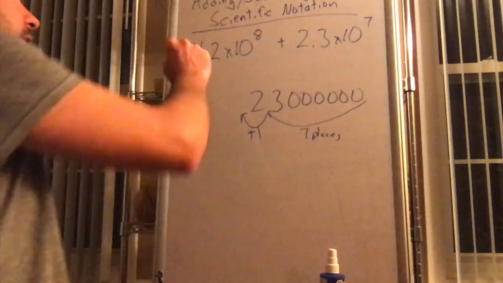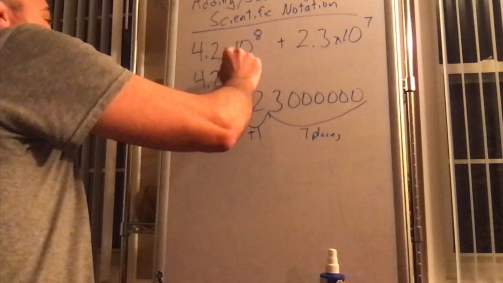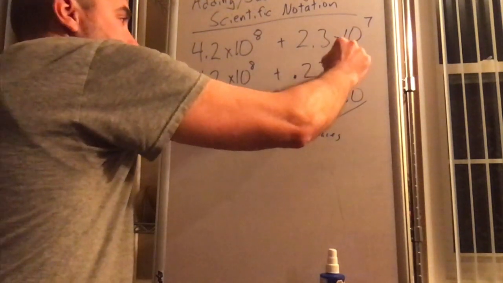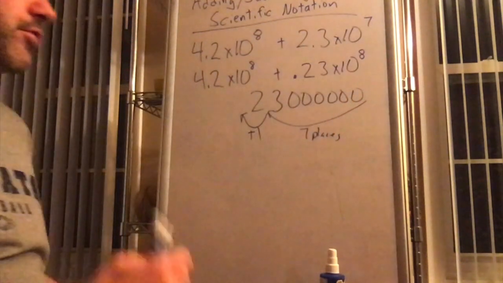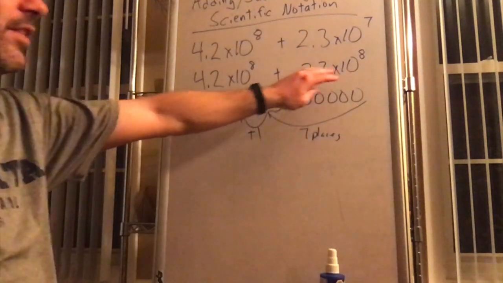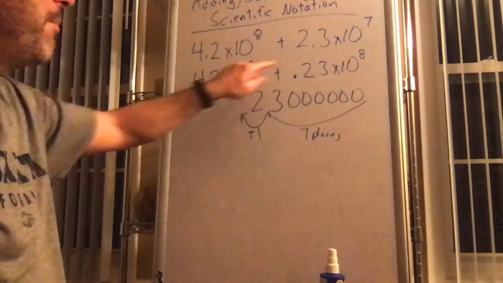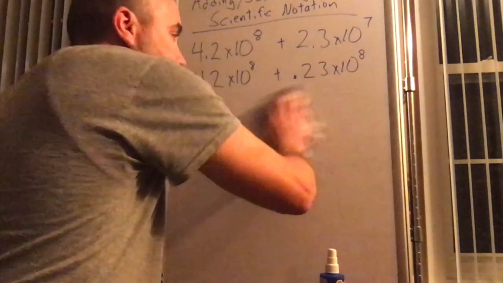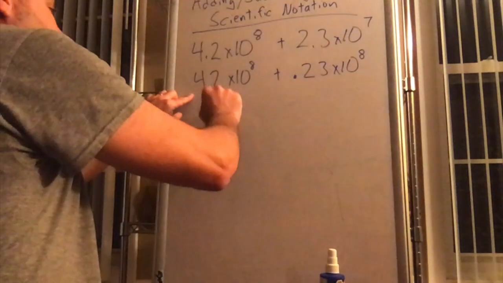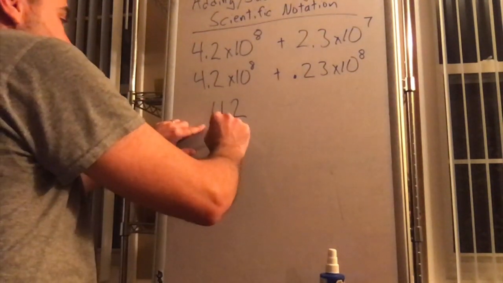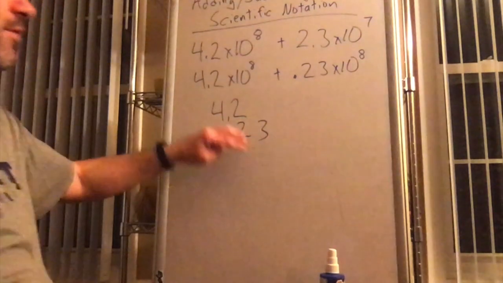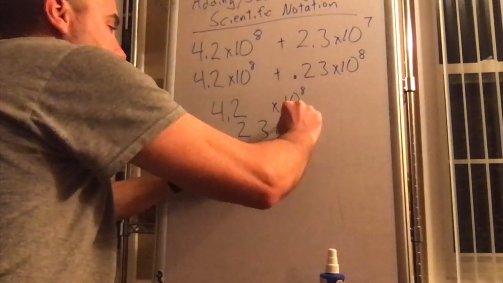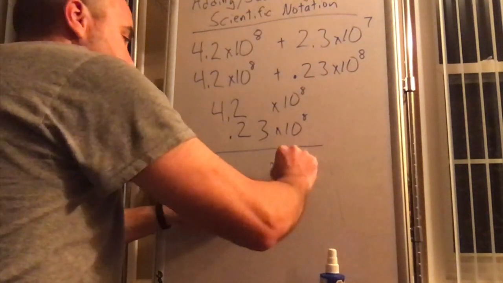So we're going to change this problem to 4.2 times 10 to the 8th plus 0.23 times 10 to the 8th. We adjust the coefficient and the exponent so we can match the exponents together. And now we can go back like we were doing before. We can add the coefficients together, lining up the place values like we did before. And because they're both times 10 to the 8th now, we can keep it times 10 to the 8th.